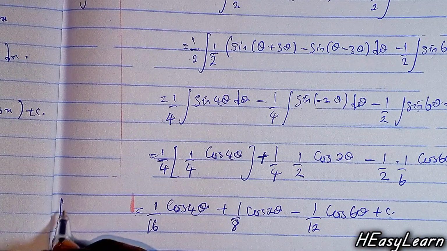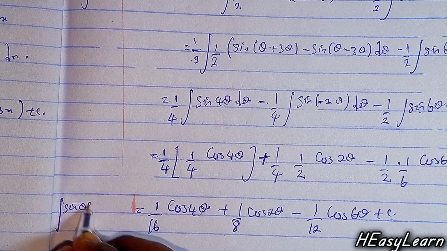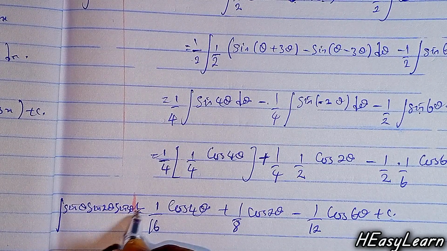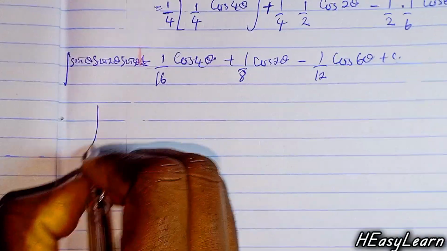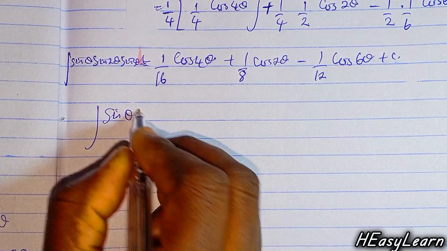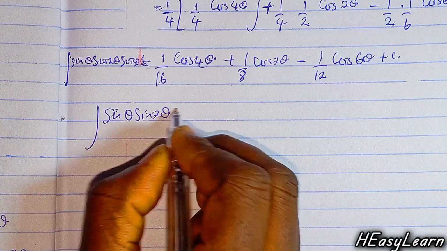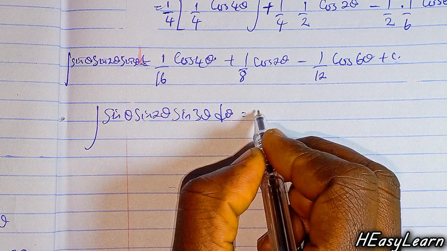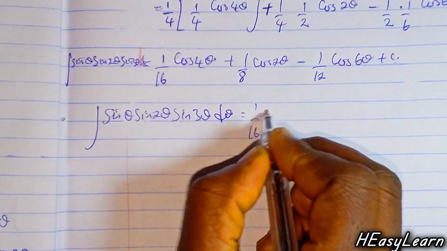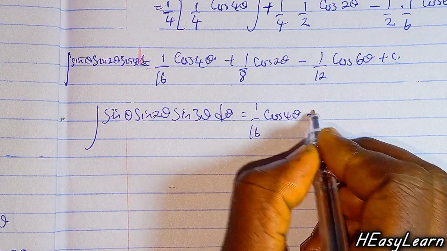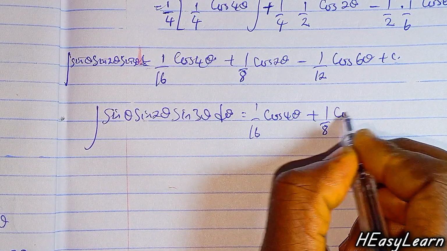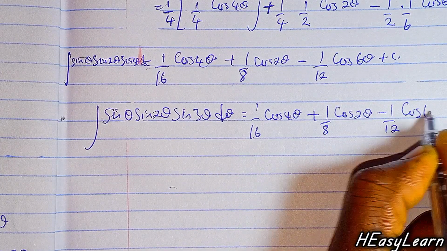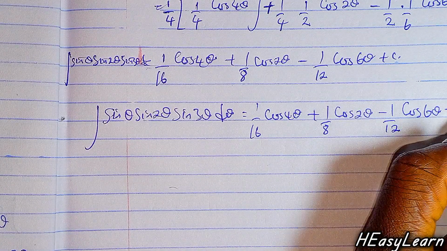So this is the integral of sin theta sin 2 theta sin 3 theta d theta. This is the integral: 1 over 16 cos 4 theta plus 1 over 8 cos 2 theta minus 1 over 12 cos 6 theta plus constant of integration.